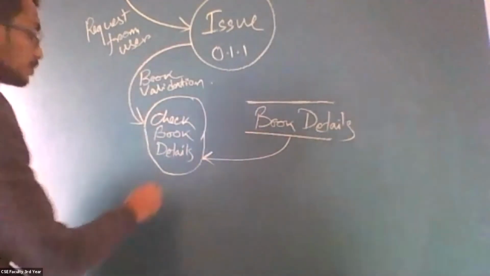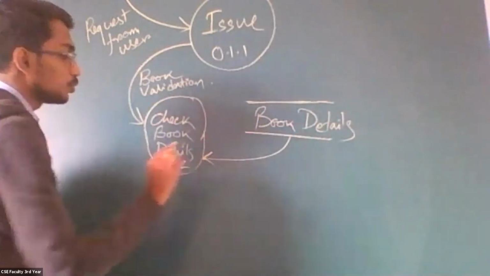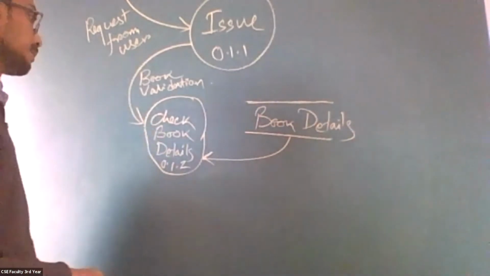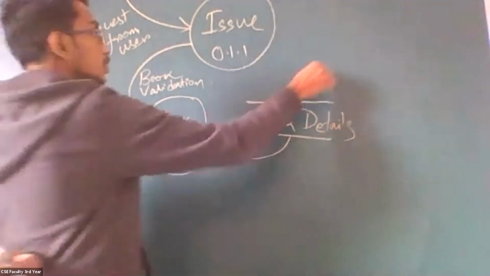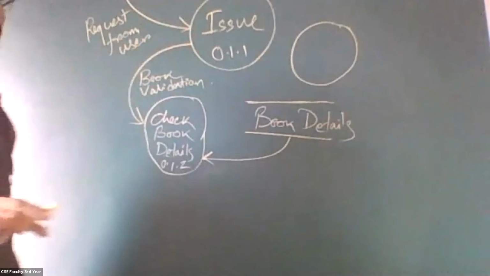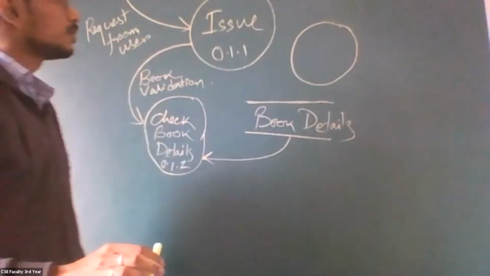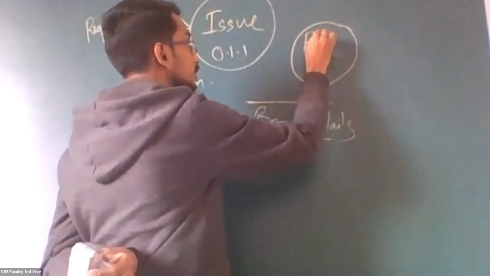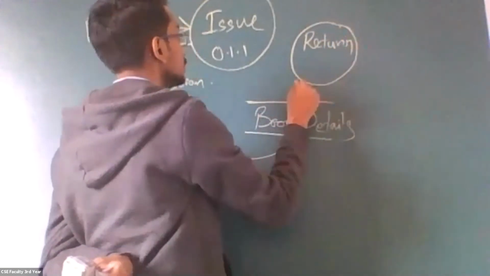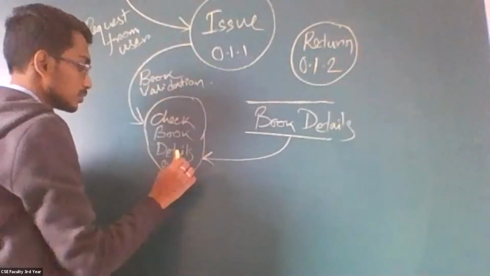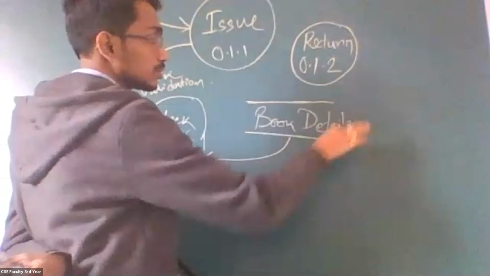Okay. And the process is 0.1.2, suppose the second process. Now, check book details, it is okay. For another process, another sub-process of user request, which was return, right? Suppose it is 1.2, it is 1.2 and this one is 1.4. Suppose another process is 1.3.